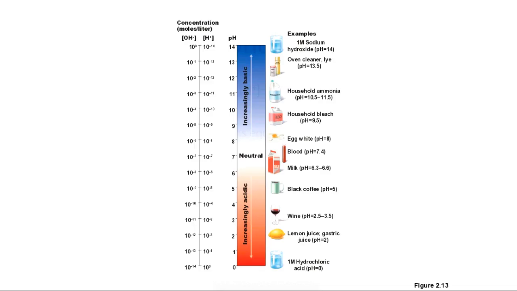So we have our pH chart here. 7 is neutral. It goes all the way from 0 to 14. These are very acidic. These are very alkaline. Blood pH is 7.4, and you don't get a whole lot of variation in that. If you do, you have a physiological problem.